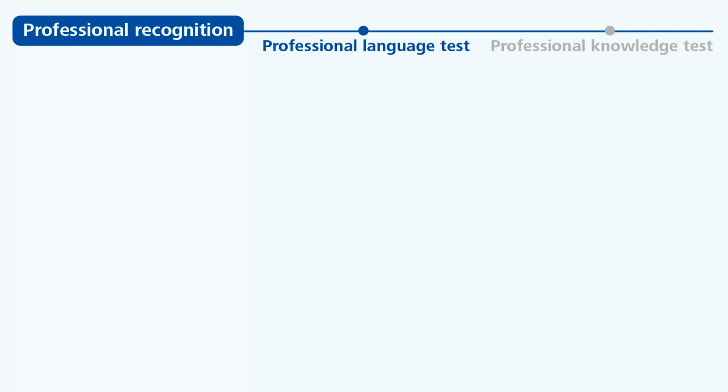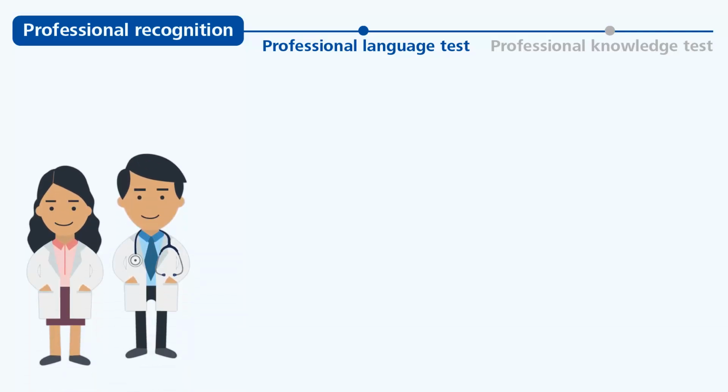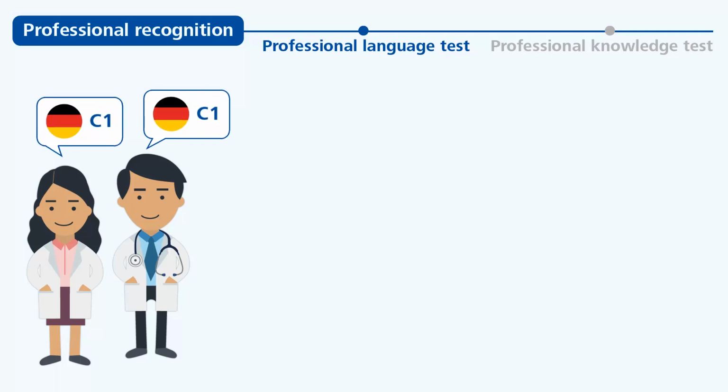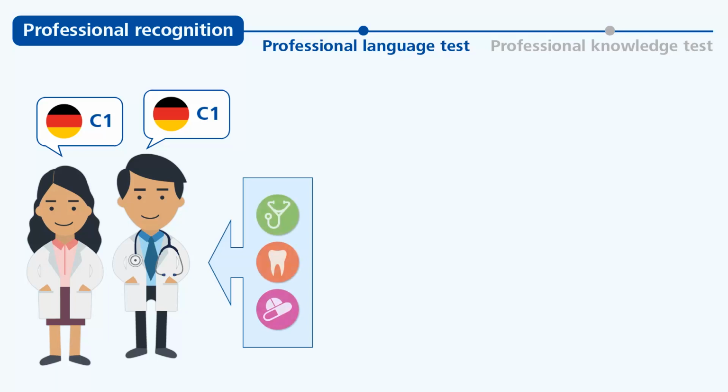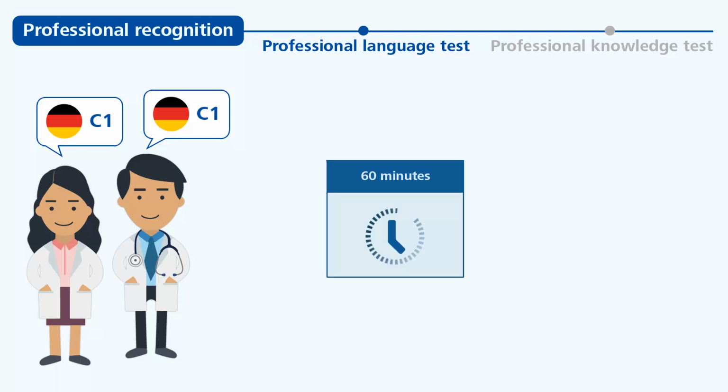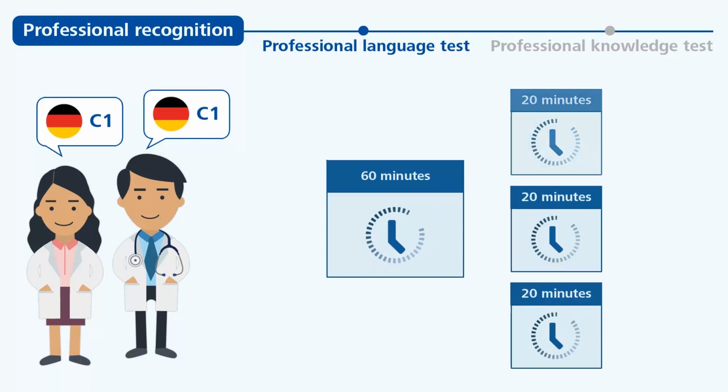Professional language test. In the professional language test, your professional language skills at German level C1 are tested. Communication skills that are necessary for you to practice your profession are assessed. The professional language test is a 60-minute individual test and consists of 3 parts of 20 minutes each.